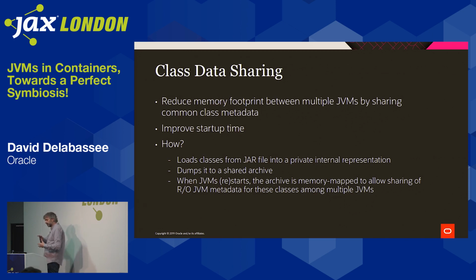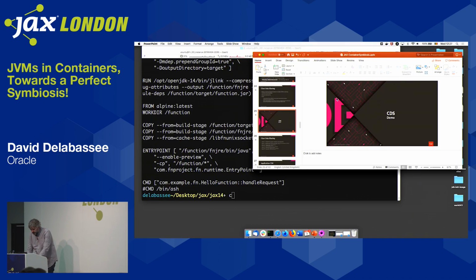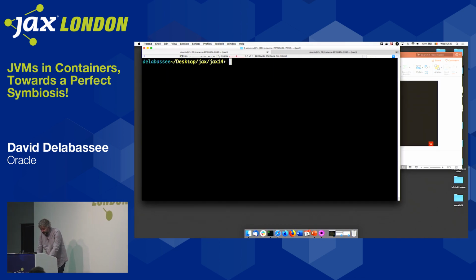And that's also very useful if you have multiple JVMs, because given that the in-memory information is read-only, it can be shared between multiple instances of the JVM. So that's really something that you should leverage. So let's have a quick look at CDS to see what benefit we can get from it.